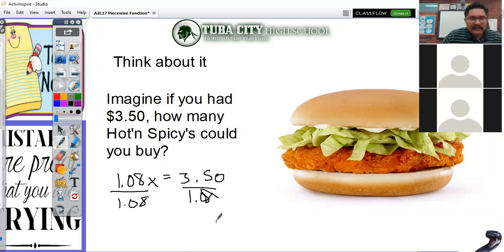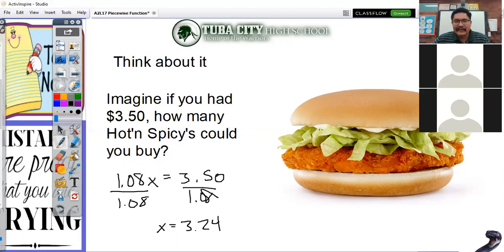And if I got a calculator and I were to divide $30 by $1.08, it says here that I could buy 3.24. And I'm sure you've been to McDonald's a few times. Can you buy a quarter of a hot and spicy? You know, if you were to beg the cashier, be like, please, I need a quarter of a hot and spicy. Just cut it in half and cut it in half again and give me one of those pieces. No, they're not going to do that.